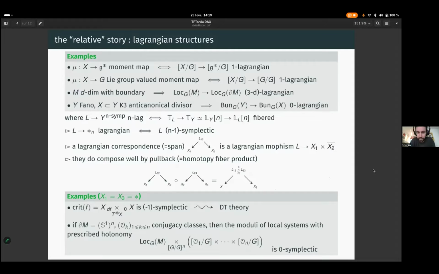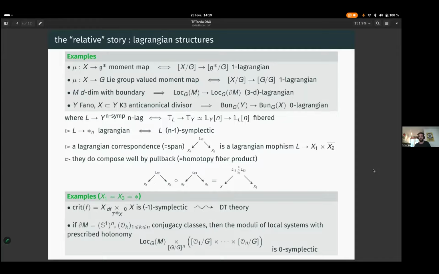So that's where derived algebraic geometry works very well, is that we indeed get, by using pullback, the shifted Lagrangian structures are preserved by homotopy pullback. So that's really nice.